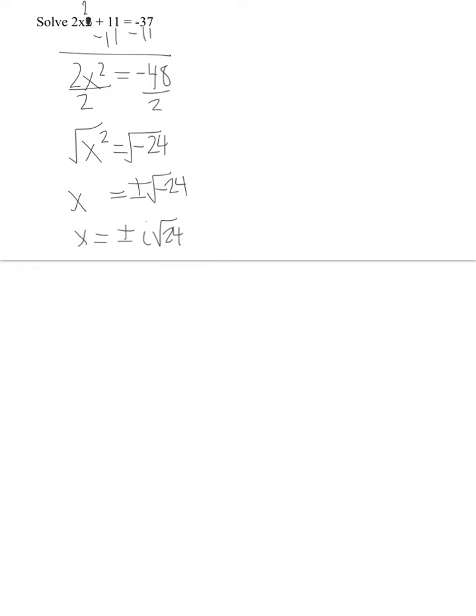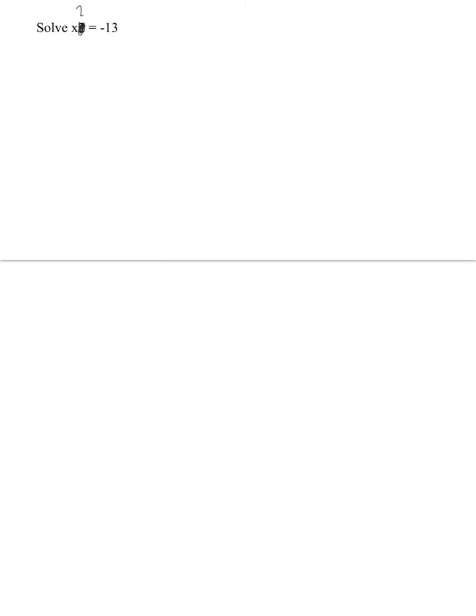And now I need to simplify my radical, so I'll get x equals plus or minus i times the square root of 4 times the square root of 6, which equals plus or minus i times 2 times the square root of 6. And we always write the number before i, so it needs to be 2i times the square root of 6. So those are my two solutions to that quadratic equation.